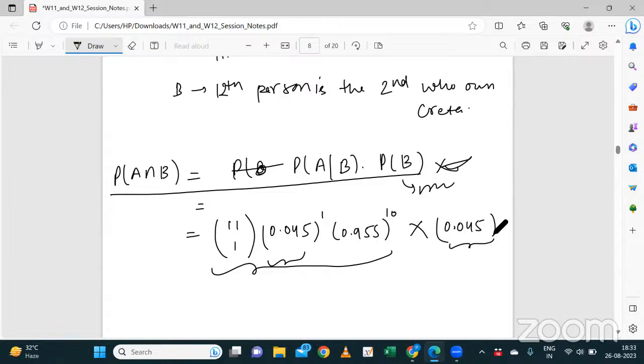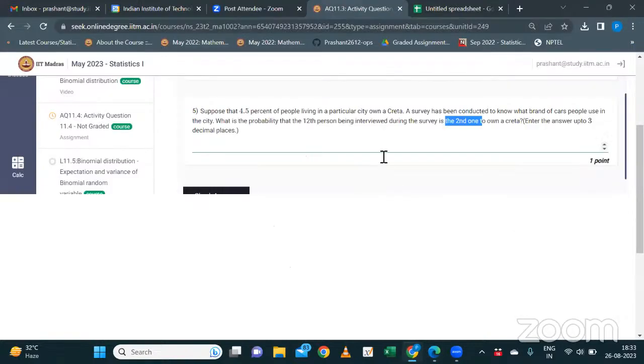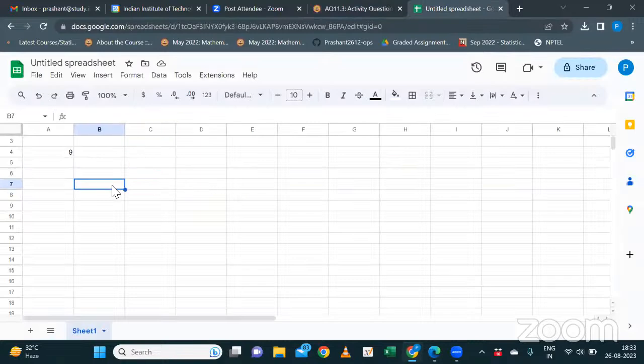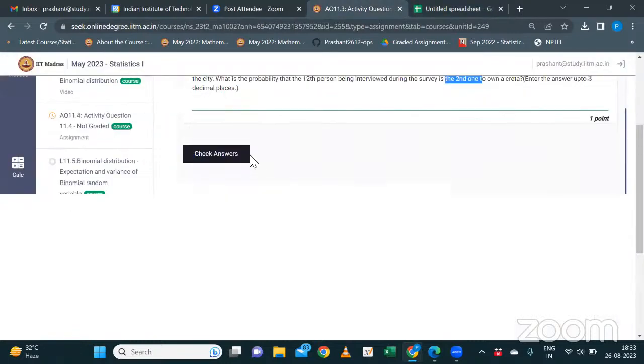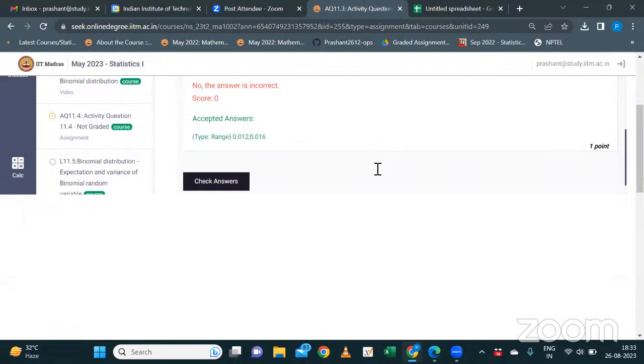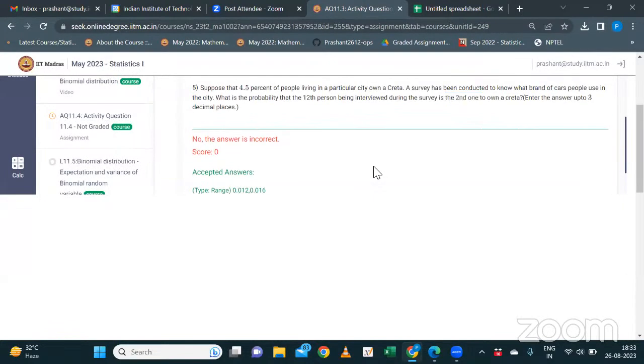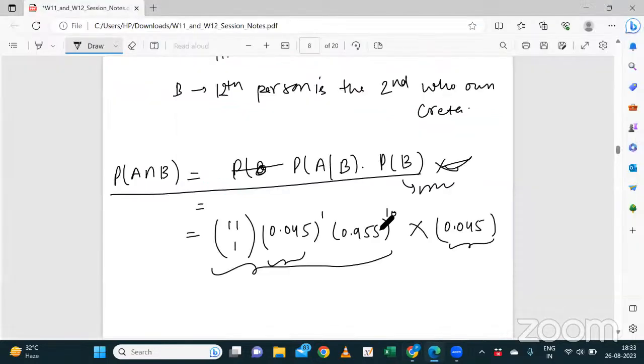Let me solve it in the Excel sheet itself. 11C1 is 11 into 0.045, and the 12th person is also owning, so I write 0.045 squared into 0.955 raised to the power 10. Let me see the answer: 0.014 should be the answer. Did you get the idea? Yes, sir, got it now. Thank you, sir.